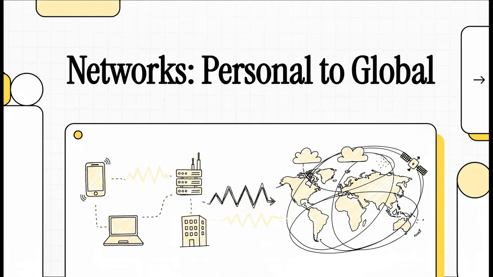All right, let's dive in. Today, we're going to go on a little journey. We'll start with the device that's probably in your pocket right now and zoom all the way out to the massive, incredible network that connects our entire planet. We're breaking down the different types of computer networks, all the way from personal to global.